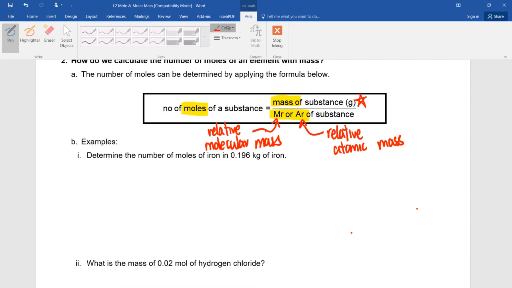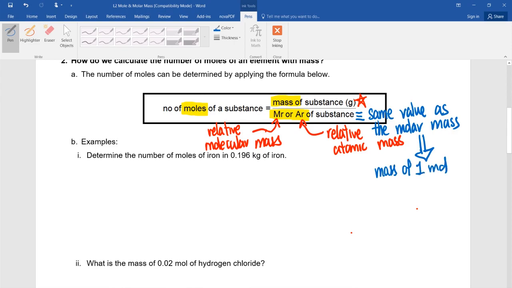So what is the importance of this? Because this MR or AR has the same value as something that we call the molar mass. Now, what is a molar mass? Basically, a molar mass is the mass of 1 mole of the substance. So with this AR or MR, you actually represent the mass of that 1 mole of the substance. It's the same numerical value. And if you take the total mass of the substance divided by the MR or AR, you can calculate how many moles there are.